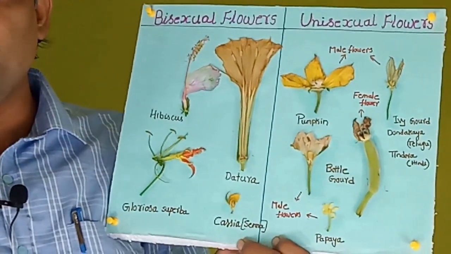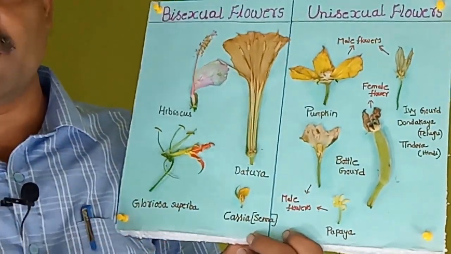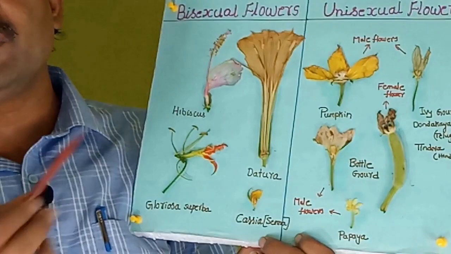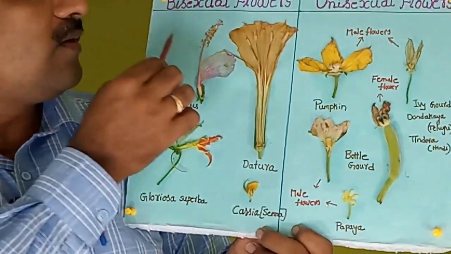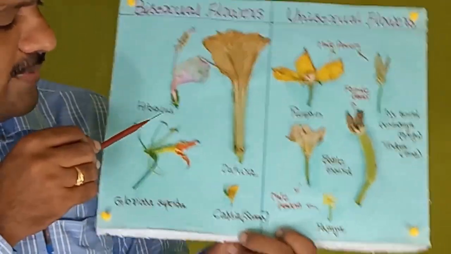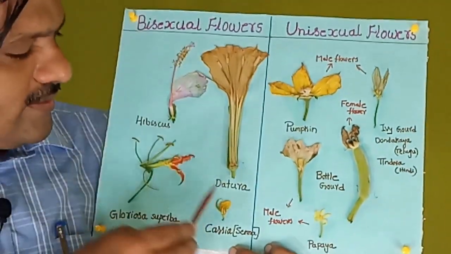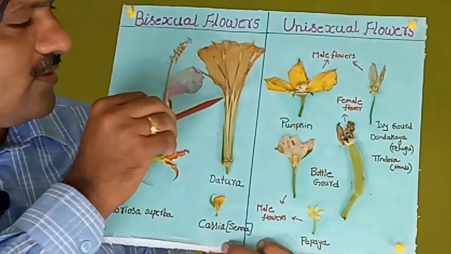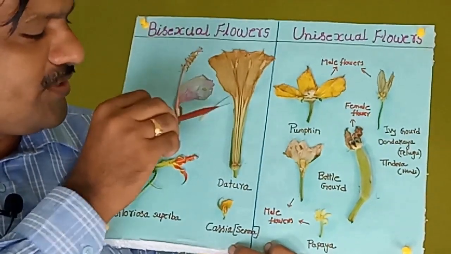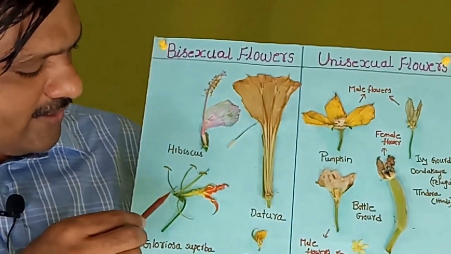What is a bisexual flower and what is a unisexual flower? Bisexual flower means the flower contains both Androecium and Gynoecium. That is called a bisexual flower. If the flower contains only Androecium or Gynoecium, it is a unisexual flower. Now here I would like to show you different types of bisexual flowers. You see, this is a hibiscus flower where you can see Androecium and Gynoecium. Same way Datura flower, you look, this is Gynoecium and this entire part is the Androecium. And look here, Gloriosa superba, all these are the stamens of Androecium.